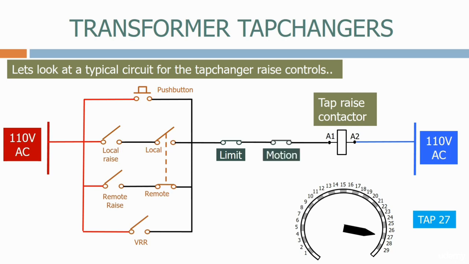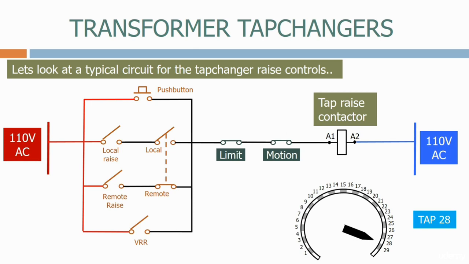Let's now see how the tap raise circuit operates. Firstly, let's initiate a raise tap from the remote control center. This energizes the tap raise contactor, and the tap changer starts moving to the next tap up. Whilst the tap changer is moving, the motion limit switch opens, which disconnects the tap raise contactor until the tapping operation is complete.